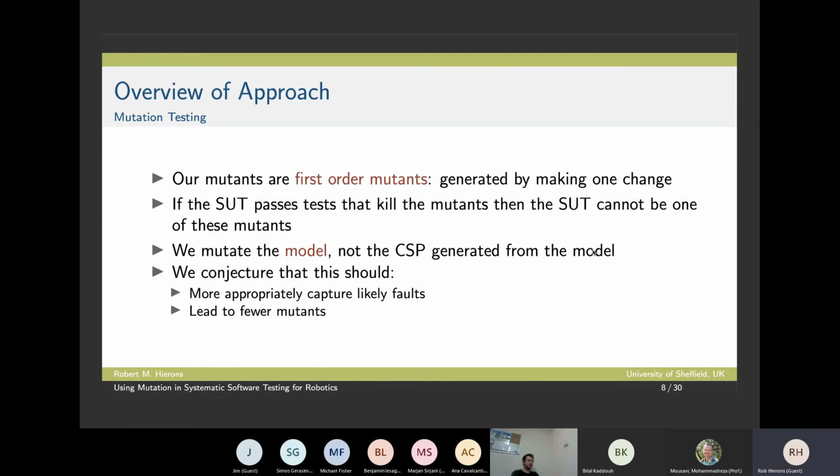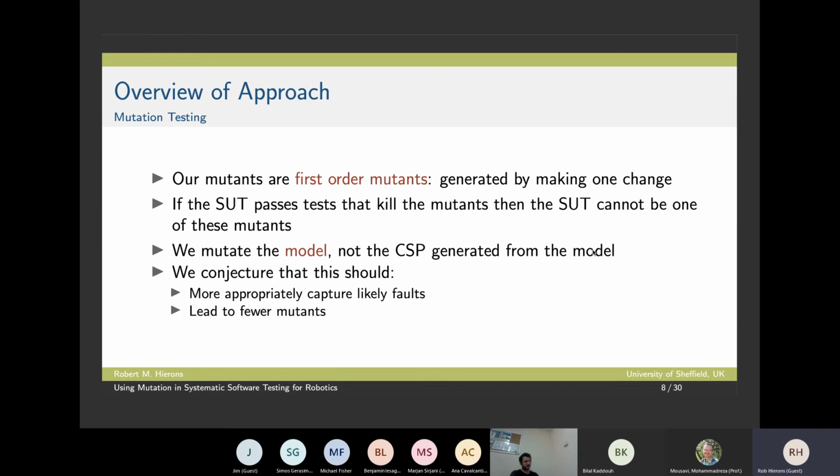From a mutation testing perspective, these mutants are what are called first order mutants. We make only one change. This is traditional in mutation testing, typically justified by two things. One is evidence that if one finds these faults, one tends to find faults that are derived using multiple mutations. And secondly, a view that real systems tend to be similar to correct systems. The benefit of the mutation approach is that we know that if the system passes the test, then it can't have implemented these faulty versions.